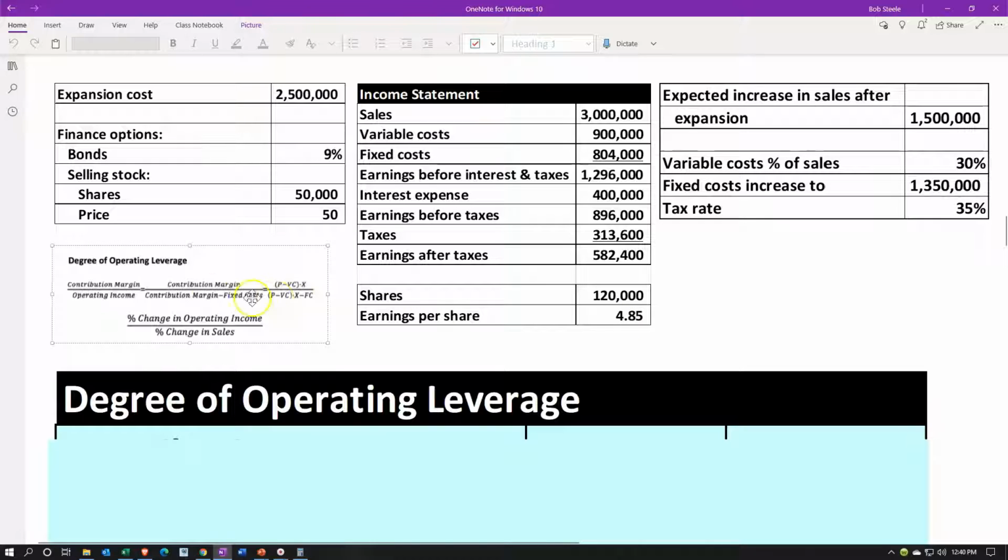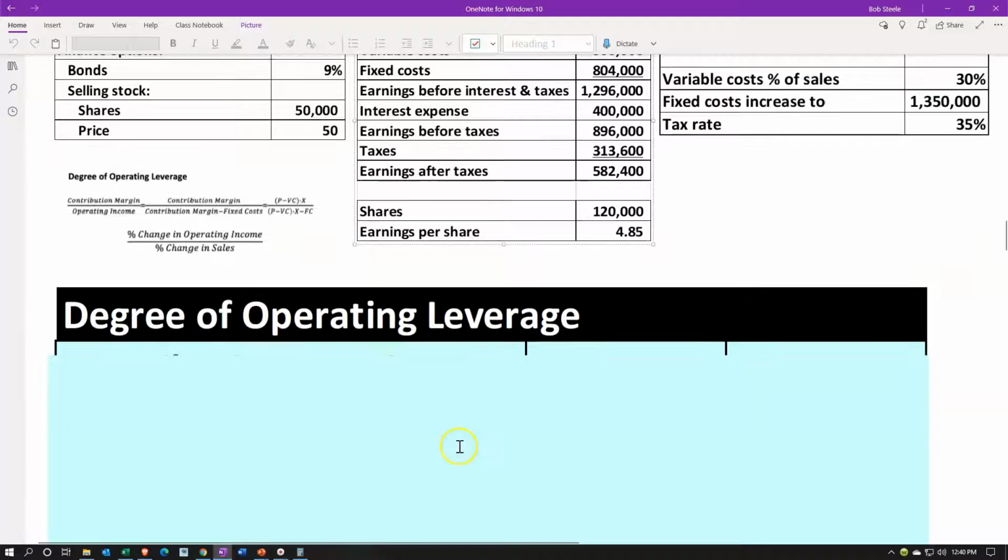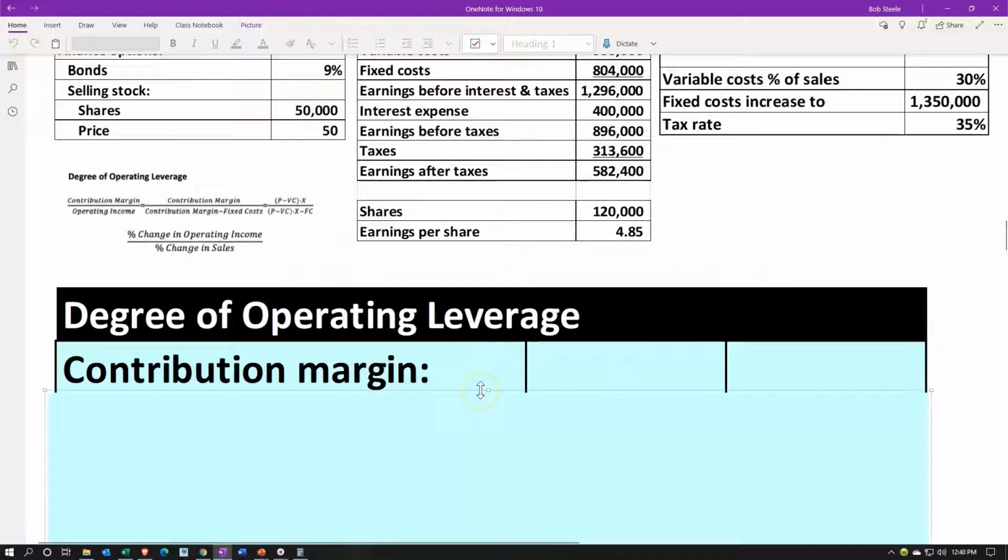That's going to be our formula here, which is the contribution margin divided by the operating income. We're going to get this information from the income statement. We're going to do this in our tax return type of format, as we've seen in the past. I'll do this a bit faster because we have seen this calculation before. We're looking at this calculation here.